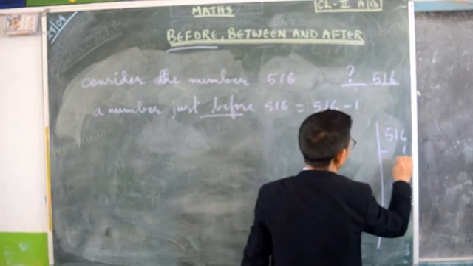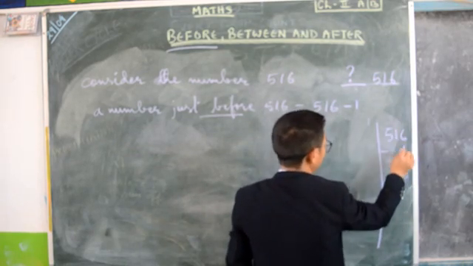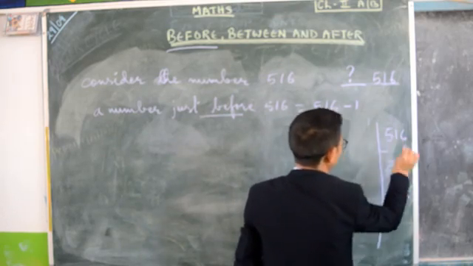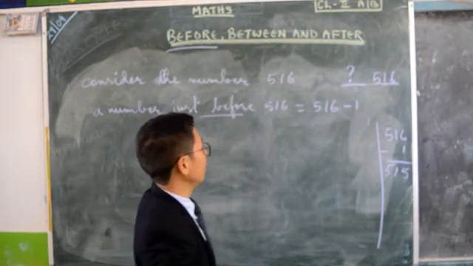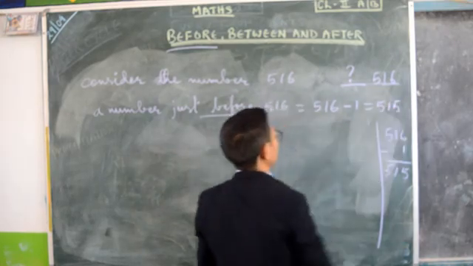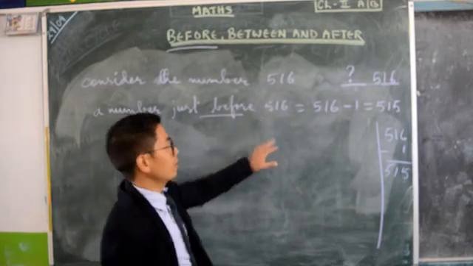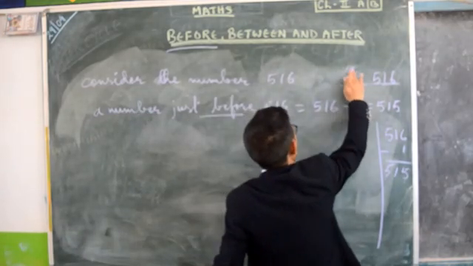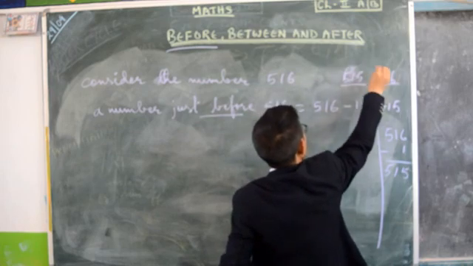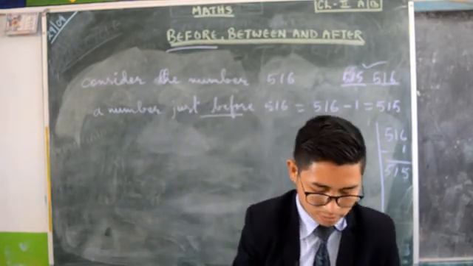516 minus 1. 6 minus 1, 5. 1 stays 1. Then 5 will remain 5. So how much will it be? 515. So the number which comes just before 516 is 515. Okay, this is just before the given number.